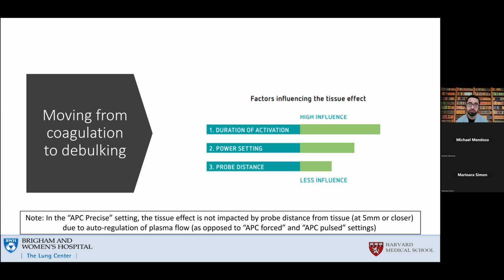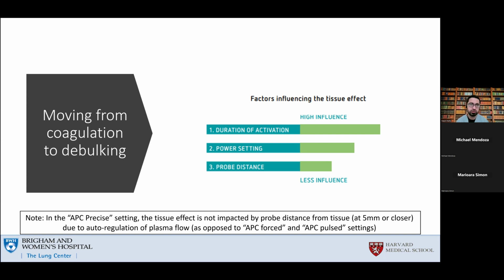Take it from coagulation toward vaporization of the tissue most immediately in front of you. Another thing you can do is to just up the power setting. So let's say go from 30 watts to 40 watts or 50 watts, and that will also increase the tissue effect. And then the third thing is the probe distance.